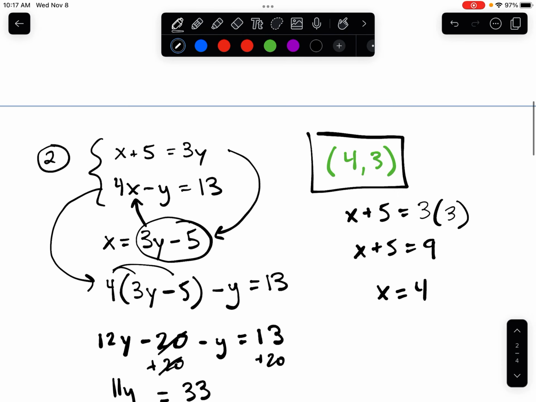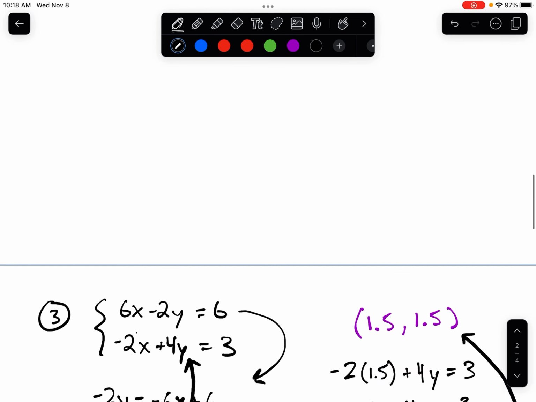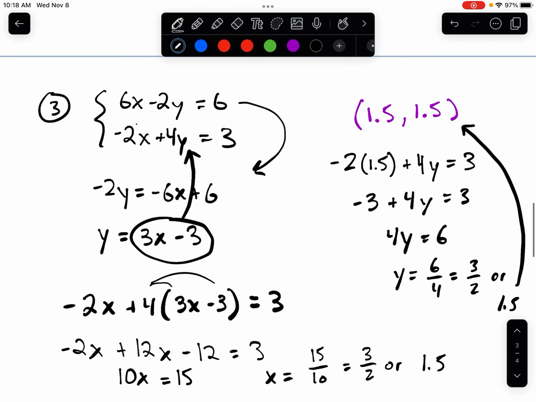For problem number 2, we had to do a little bit of work, right? We had to move the 5 over by subtracting, and then we got x by itself, and we could substitute. And then this third one, we had a little bit more work to do. We had to do a little bit more solving and isolating, but once we got y by itself, we plugged it in, and we solved.